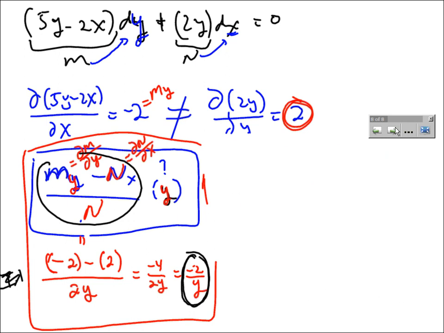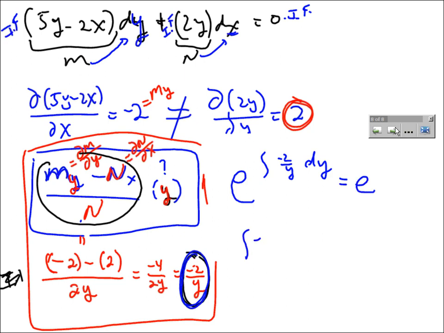So now the integrating factor. Now what we're going to do is multiply both sides, which means all terms, by the integrating factor. The integrating factor will look familiar. It's e to the integral of this dy in this case. So it's going to be e raised to something. What is the integral of negative 2 over y dy?